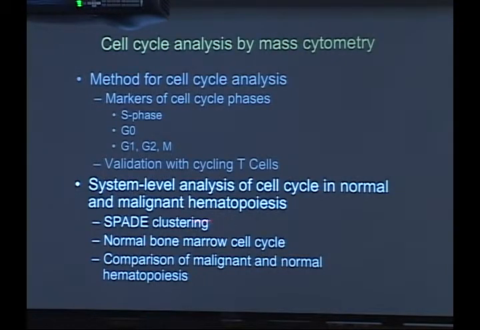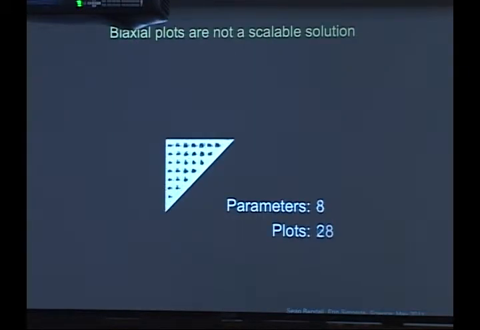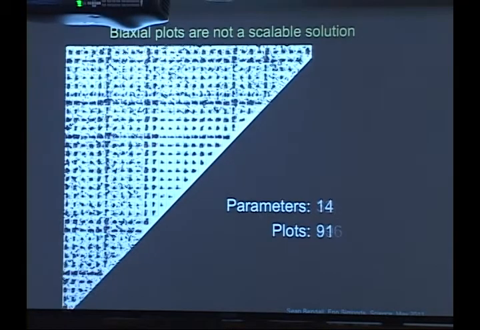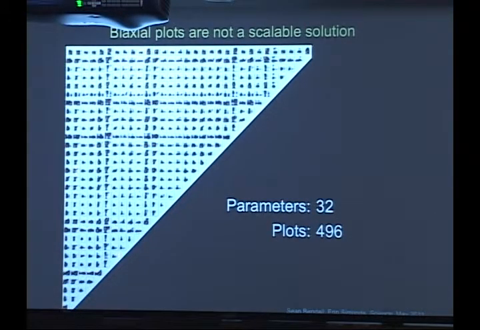So I'll talk to you about, you guys have already heard about SPADE, is that right? Okay, so I'll just go through it really briefly, and then how we use this to define the normal cell cycle distribution of human bone marrow, and then do briefly some comparisons of malignant and normal hematopoiesis. So again, the reason we use SPADE is that as you increase the number of parameters, the number of 2-dimensional plots expands exponentially, and you really can't look at the data here in 2 dimensions effectively.